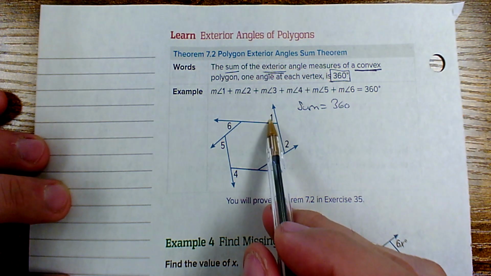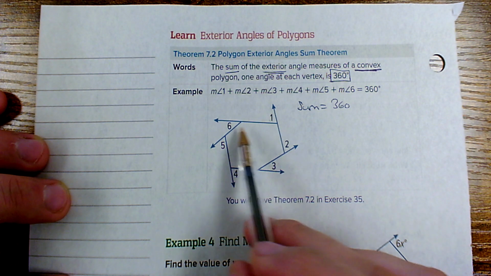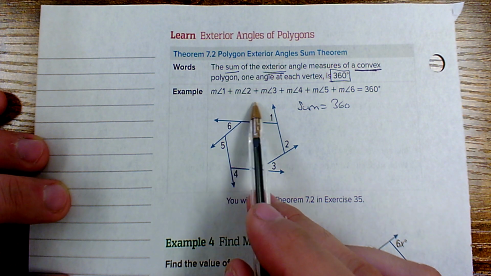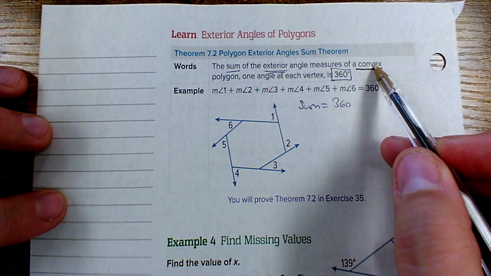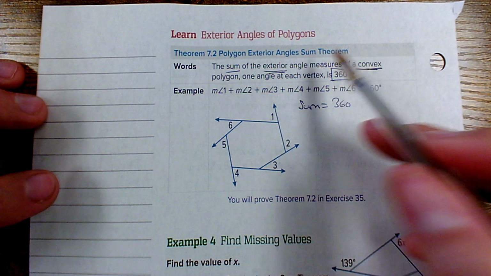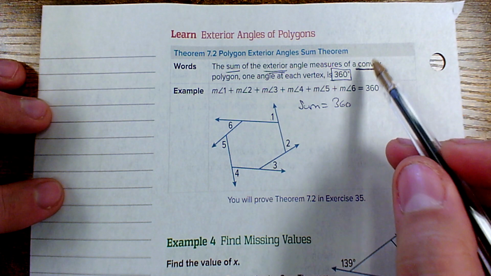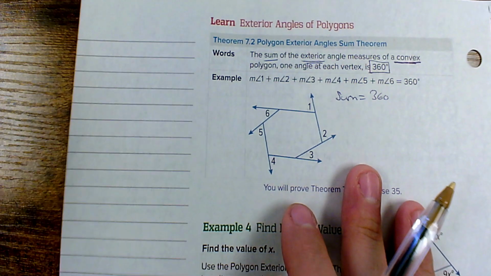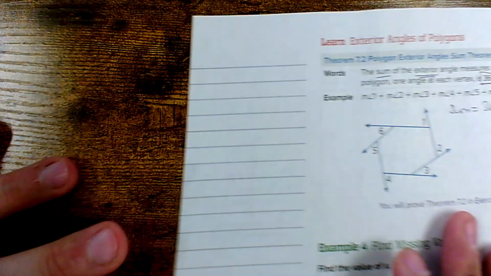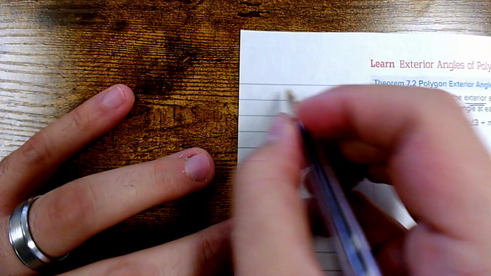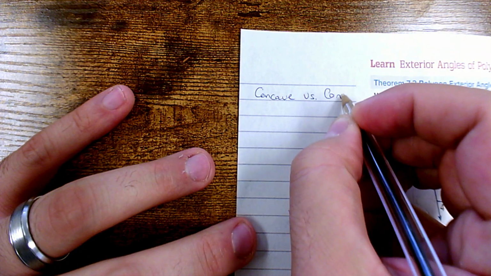Here's an example. These are the exterior angles, right? So these angles all add up to 360. Angle 1 plus angle 2 plus measure of angle 3 and so on. But let's talk about what convex is versus concave. There's two types of polygons. There's convex versus concave. But there's also regular versus irregular. Let's briefly do an aside here and talk about the difference between those two. So let's see, concave versus convex.